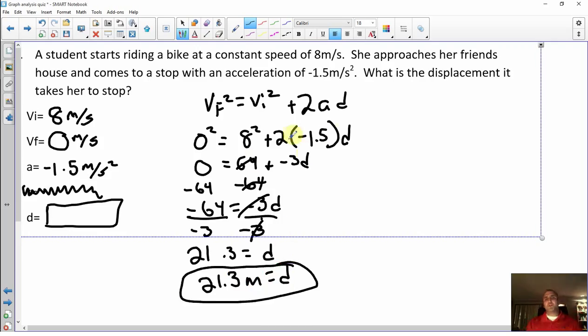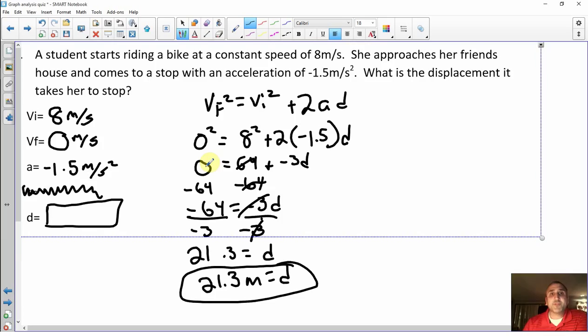Again, it's really important that you realize that because we have a negative acceleration here, we get a negative number, and that allows two negatives to cancel out and make a positive. So the student is still going forward even though she's slowing down, and she will eventually stop after 21.3 meters.